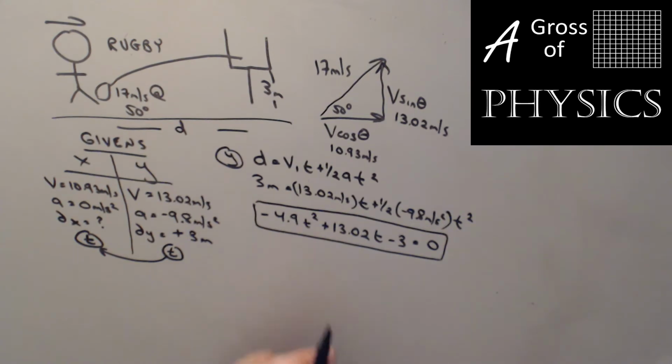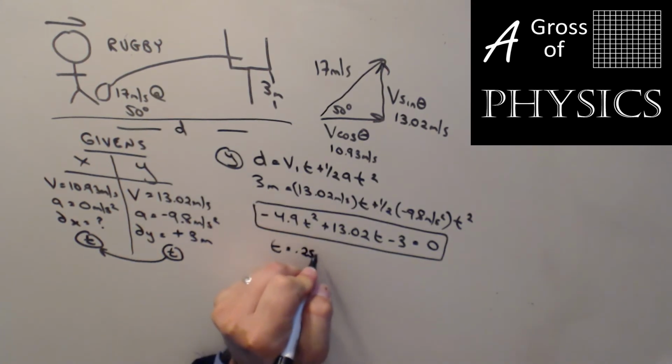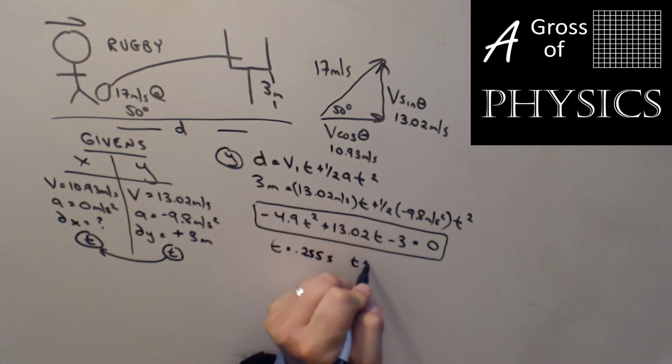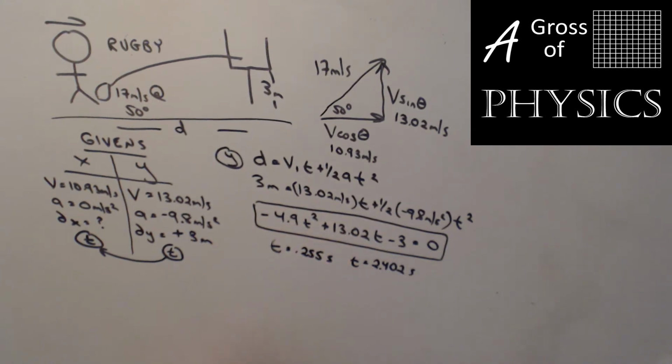And we're going to get 2 roots for the time. All right, using the quadratic solver, I'm going to get t to be 0.255 seconds and t to be 2.402 seconds. Now the question asks, how far can the player stand from the 3-meter high goalpost if the ball barely skims the crossbar? Now I'm assuming this means the farthest distance total. So I'm going to use the bigger time in this case.